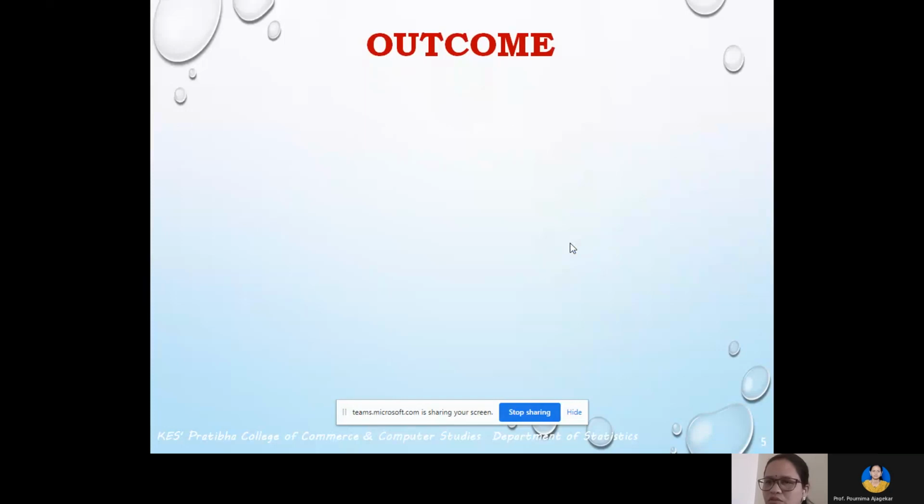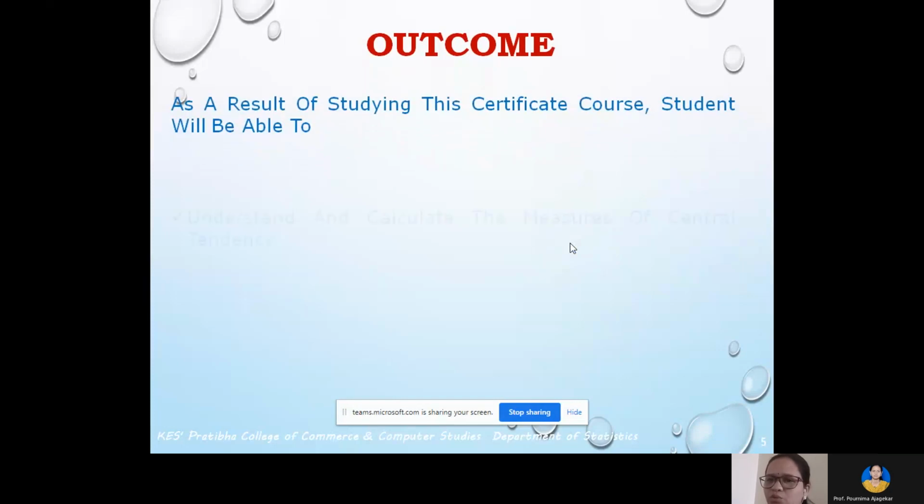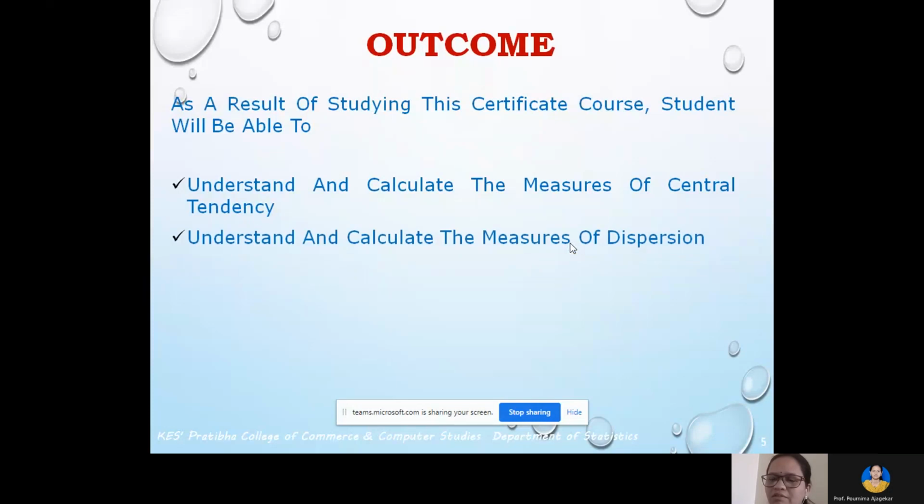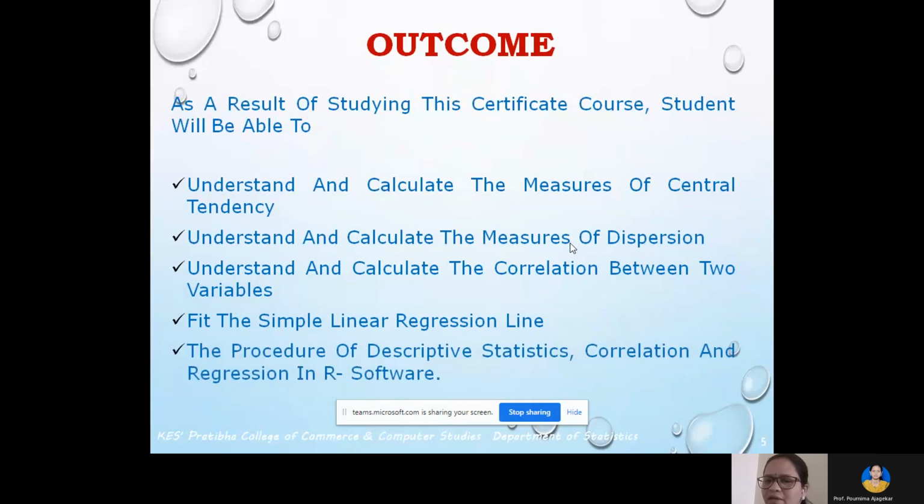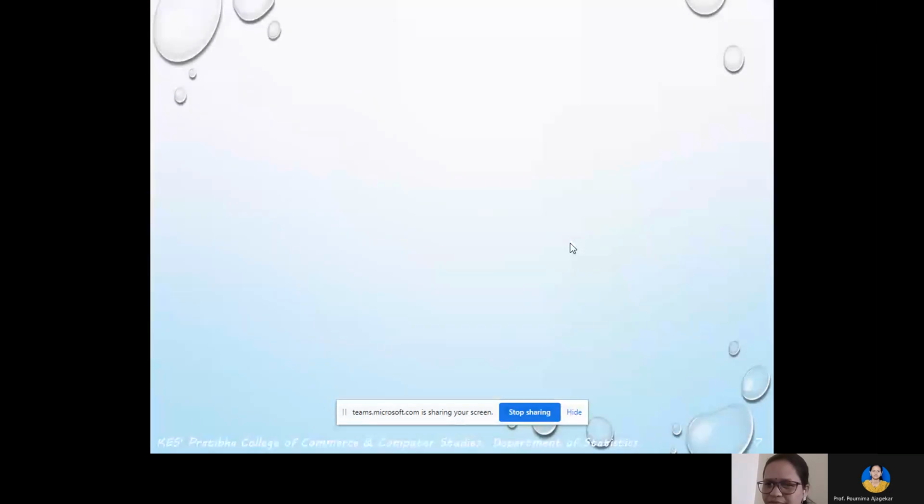After completing this course, the beneficiaries will be able to understand and calculate the measures of central tendency. They will be able to understand and calculate the measures of dispersion, understand and calculate the correlation between two variables. They will be able to fit the simple linear regression line, and they will be able to understand the procedure of descriptive statistics, correlation, and regression in R software.